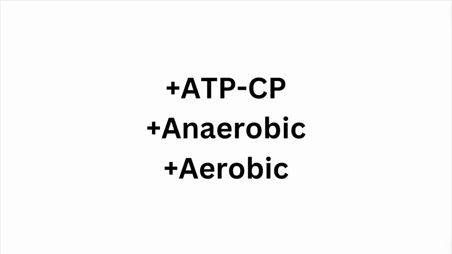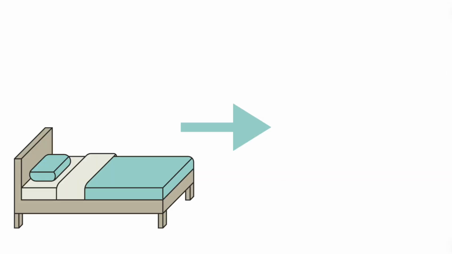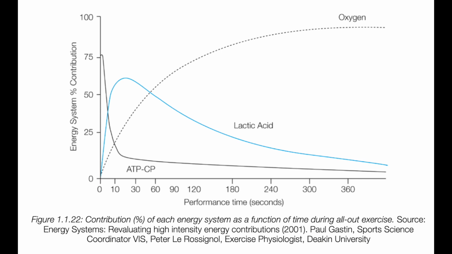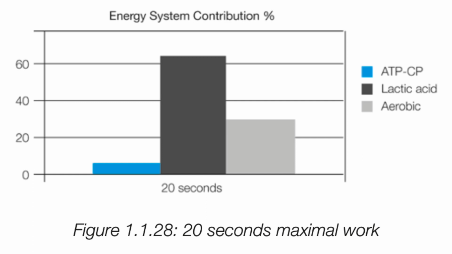Energy systems are required for everyday movements such as getting out of bed to running in a game of touch football. The ATP-CP, anaerobic and aerobic systems all contribute at the same time and never just one. However, different systems can be dominant during different periods of exercise.